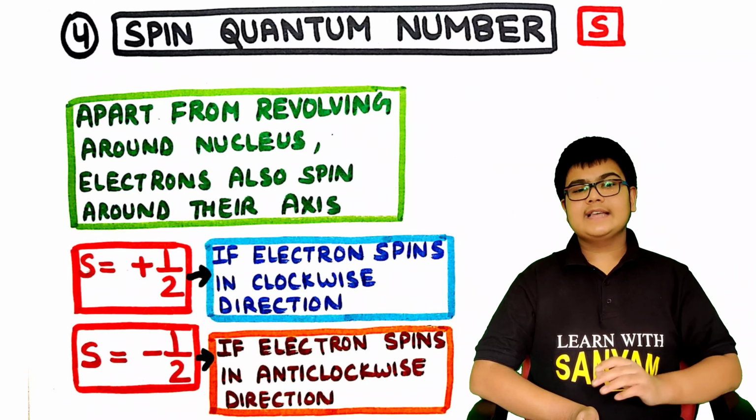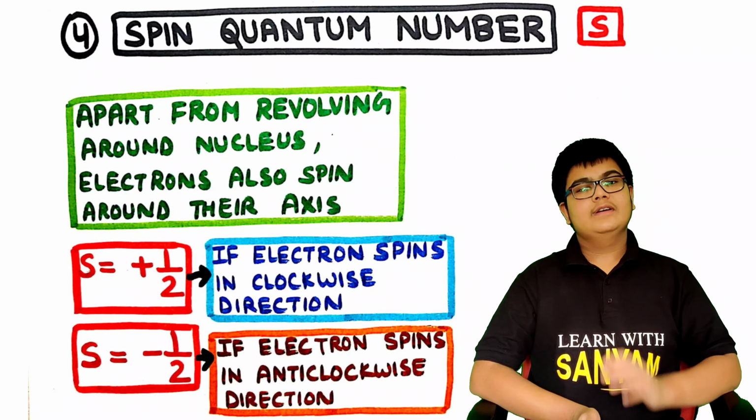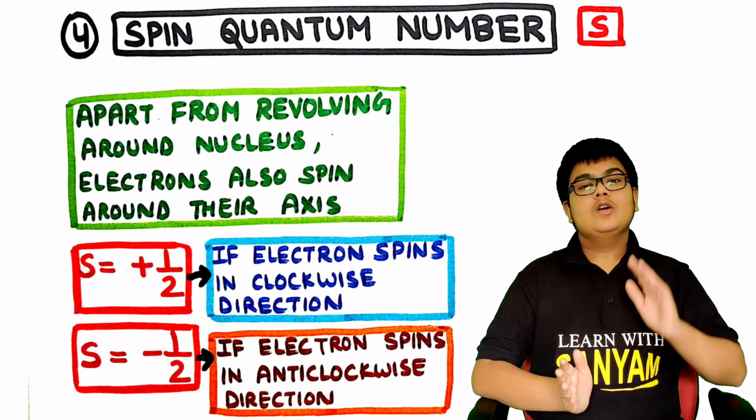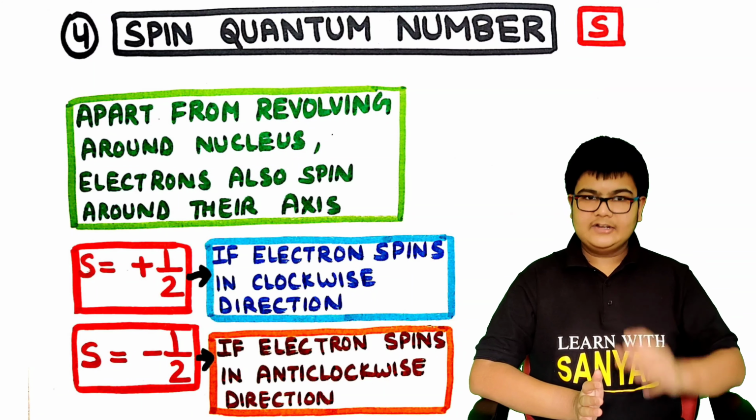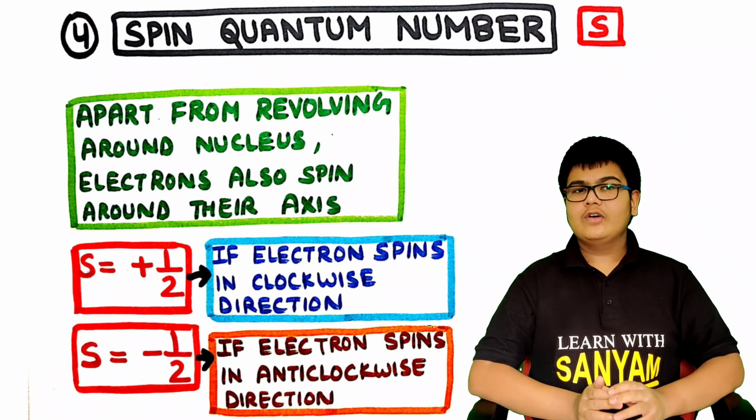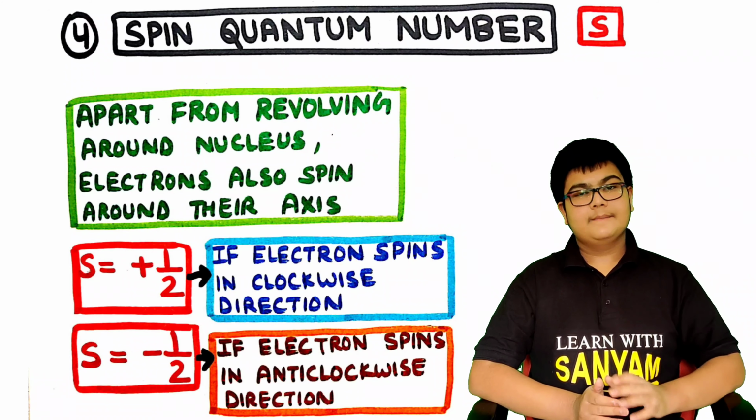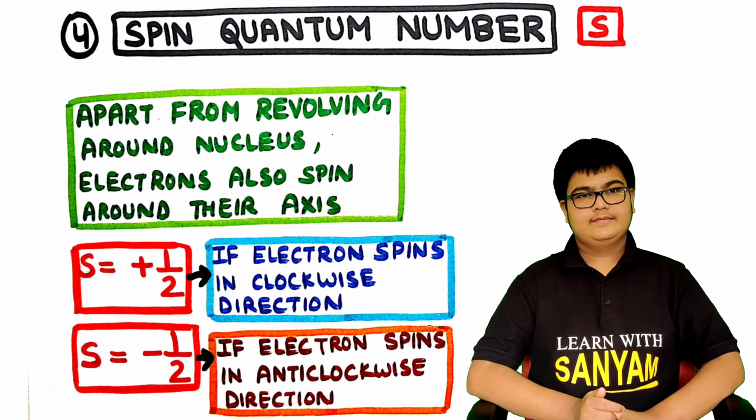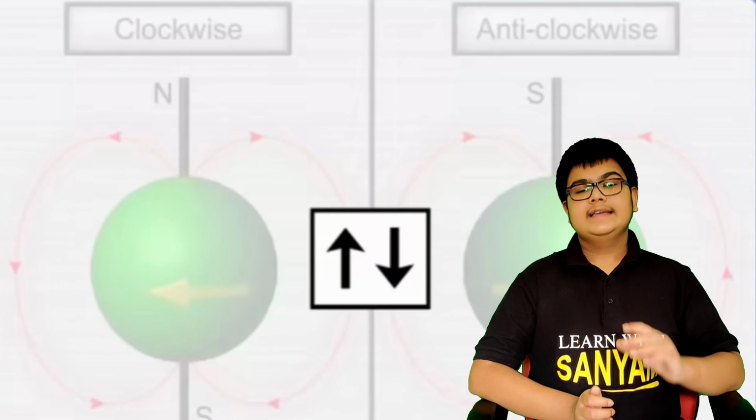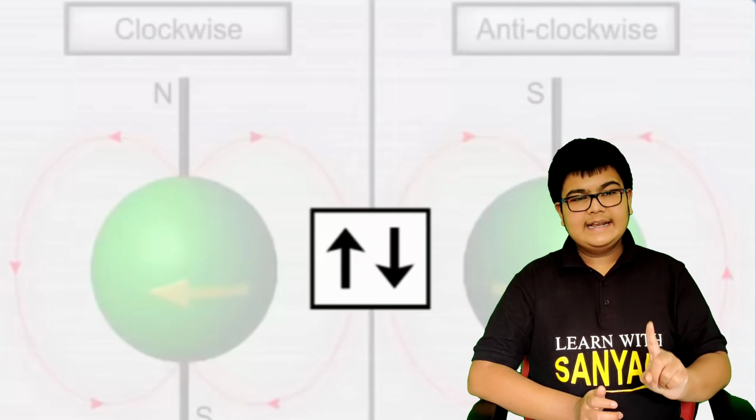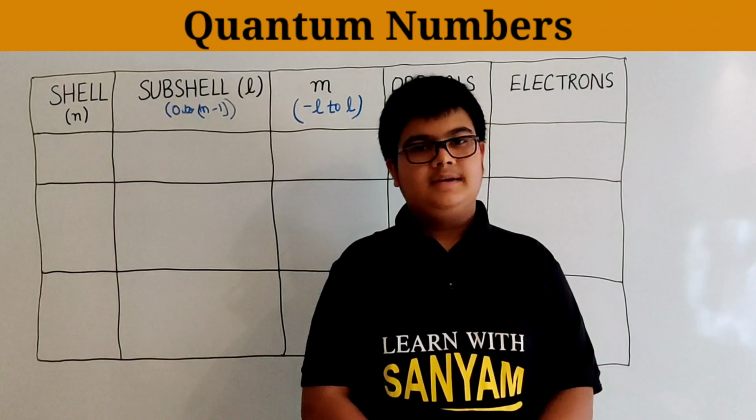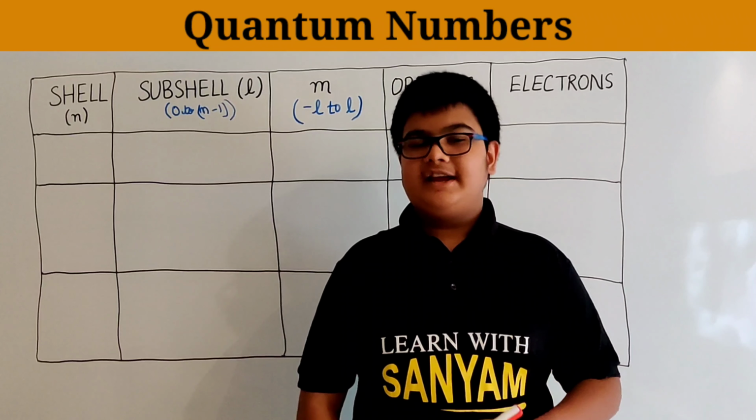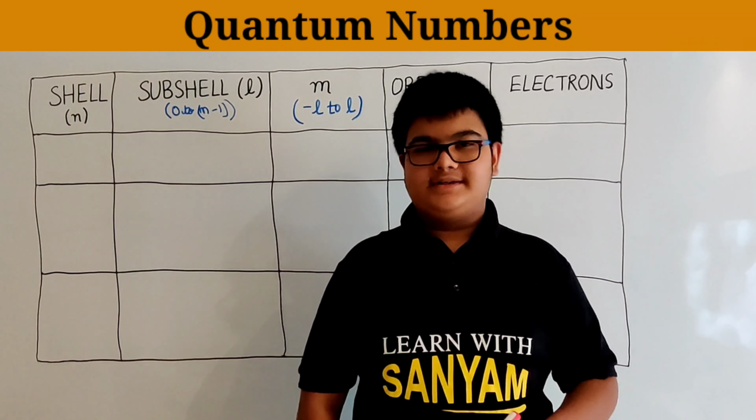S is equal to plus half is the value when the electron spins in clockwise direction. And when the electron spins in anti-clockwise direction, then the value of spin quantum number becomes minus half. And spin quantum number is also denoted by an upward arrow and a downward arrow. So now let's summarize all the four quantum numbers.